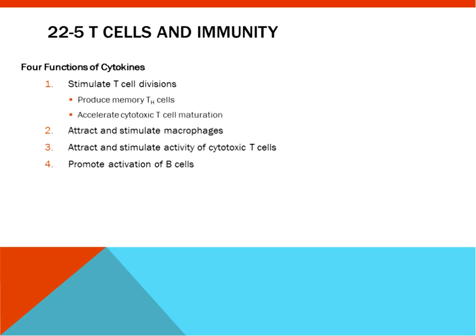So, the functions of these cytokines. We've talked about cytokines since our very first session over the lymphatic system, where we routinely called them chemical messengers, which is really just a generic category that they fit into. Some of the jobs of these chemical messengers are that they can stimulate cell division, so they can produce memory helper T cells, and accelerate cytotoxic T cell maturation. They can attract and stimulate macrophages, attract and stimulate the activity of cytotoxic T cells, and also promote the activation of B cells. There are various different jobs, and keep in mind that this list is not exhaustive. This is not the only thing that cytokines can do.